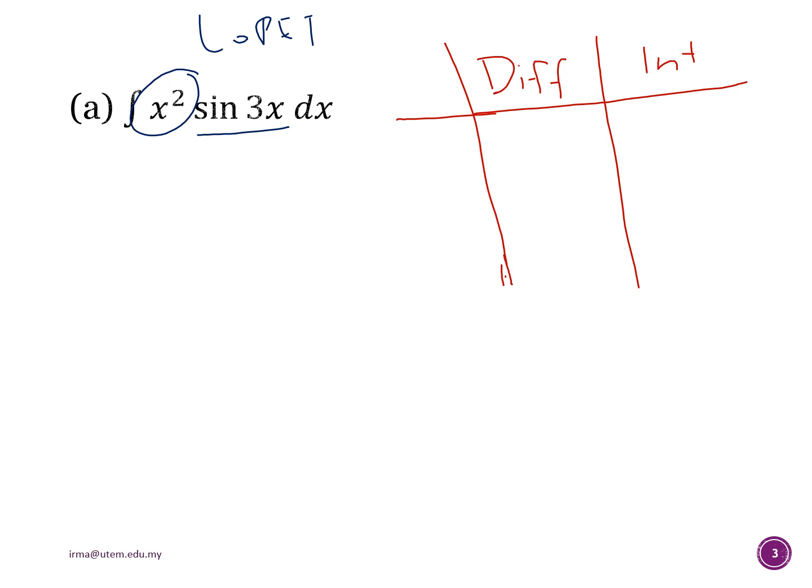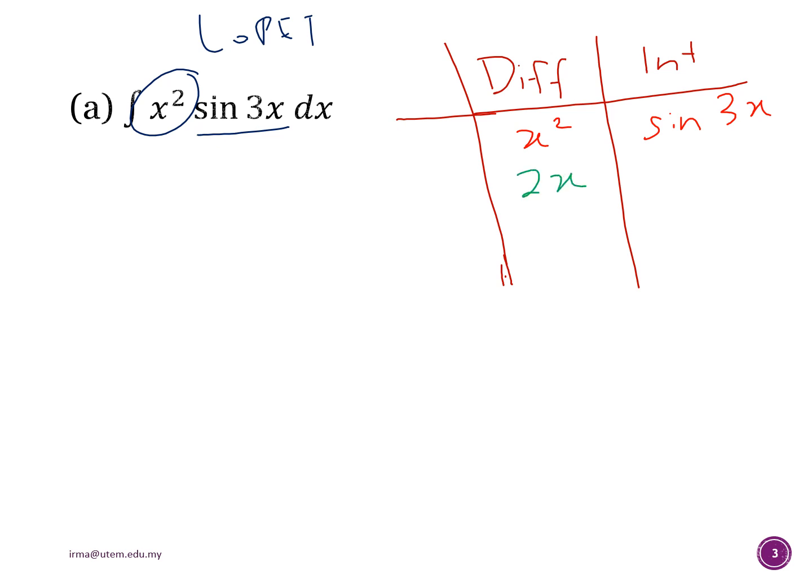If you use LIATE, polynomial will come first, so we take that function as the function to differentiate. So x squared is the function to differentiate and sine 3x is the function to be integrated. The process is to differentiate and integrate until you differentiate x squared and get 0. So we start with x squared.